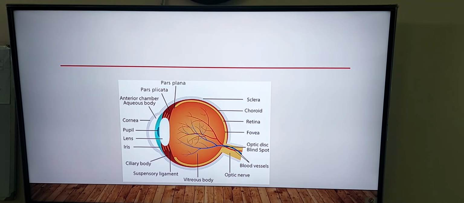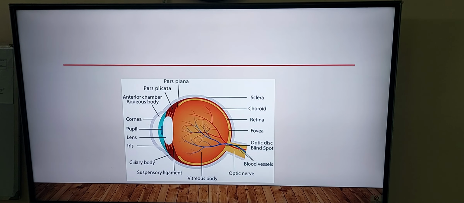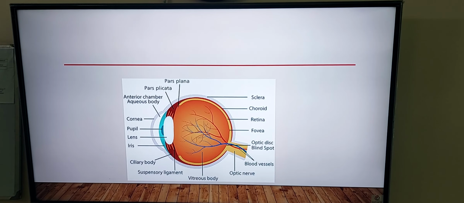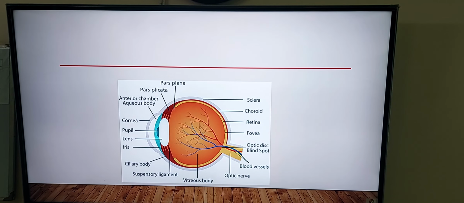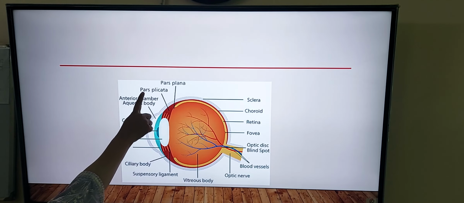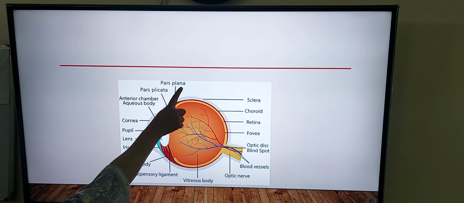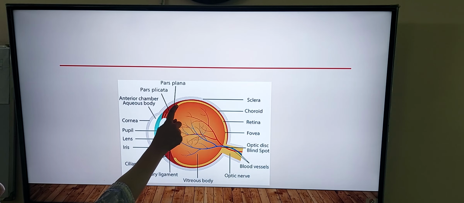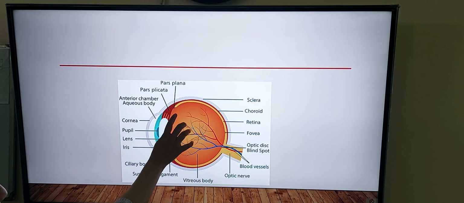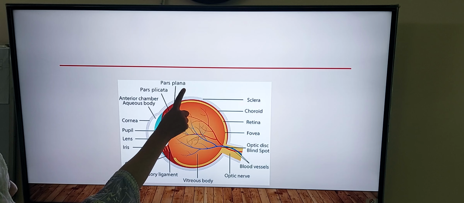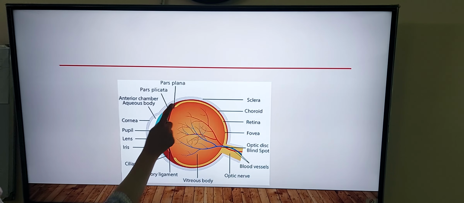This shows the anatomical picture of the eye. You can appreciate that this is the pars plicata and this is the pars plana. This is a portion of the ciliary body. And in intermediate uveitis, pars planitis means this portion is inflamed.